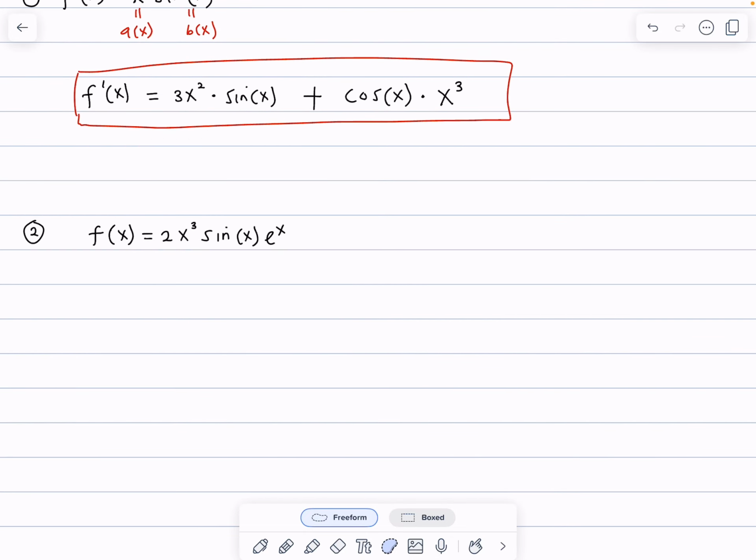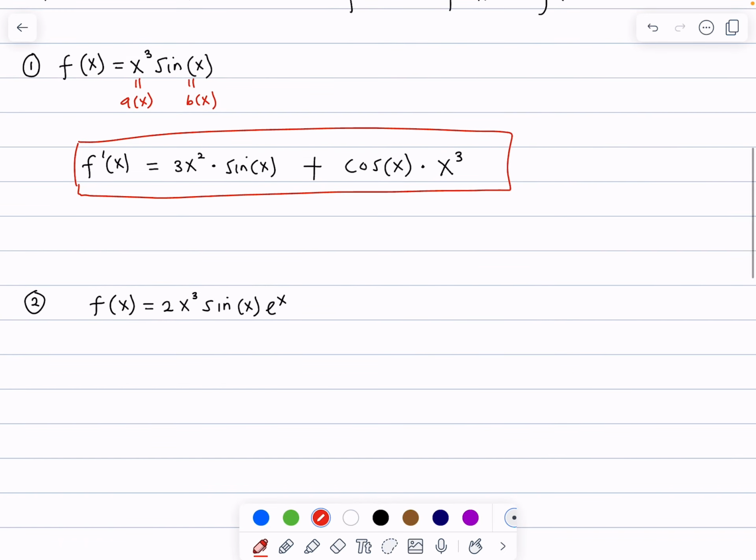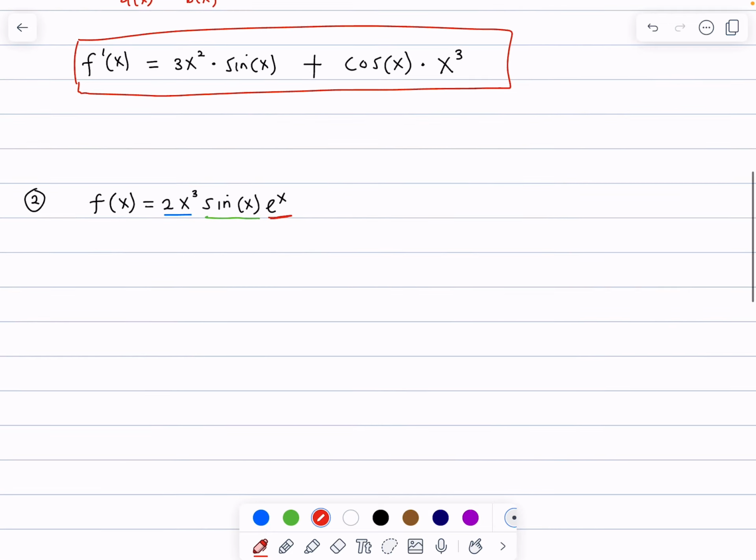Okay, so now let's take something a little bit more complex, but it's still following the same idea. In this case, I'm having a product of three functions. I'm having 2x cubed, I'm having sine of x, and then I have e to the power of x. So I want to find the derivative of this function. How can I do this? The way I'm going to do it is that I'm going to take the derivative of one and keep the other ones constant. So let's find the derivative f prime of x.